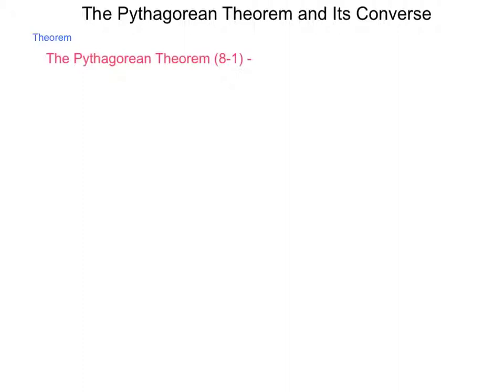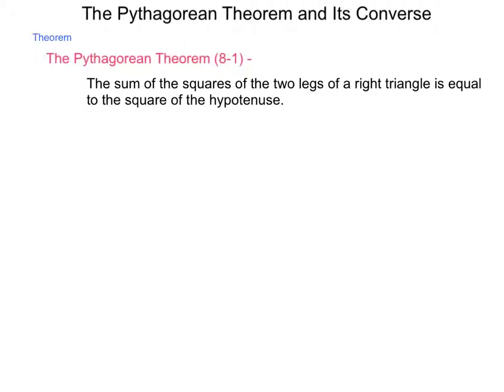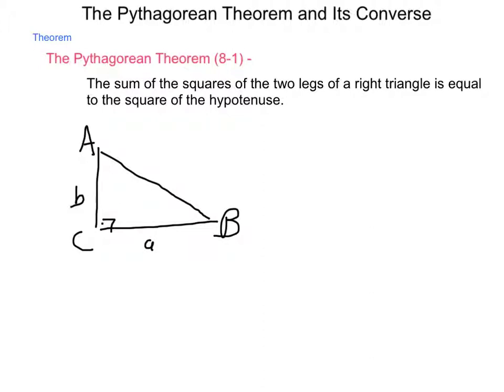For starters, the Pythagorean Theorem reads, the sum of the squares of the two legs of a right triangle is equal to the square of the hypotenuse. Now, in a picture sense, if I have a right triangle and we were to call it triangle ABC, we normally name the sides with lowercase letters opposite their vertex, so we'd have a, b, and c. The Pythagorean theorem says that a squared plus b squared, the sum of the squares of the two legs, is equal to the square of the hypotenuse.